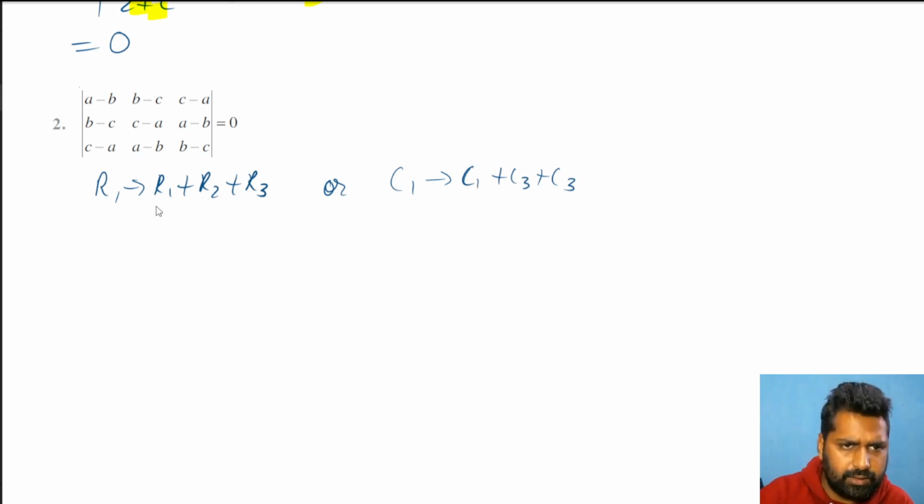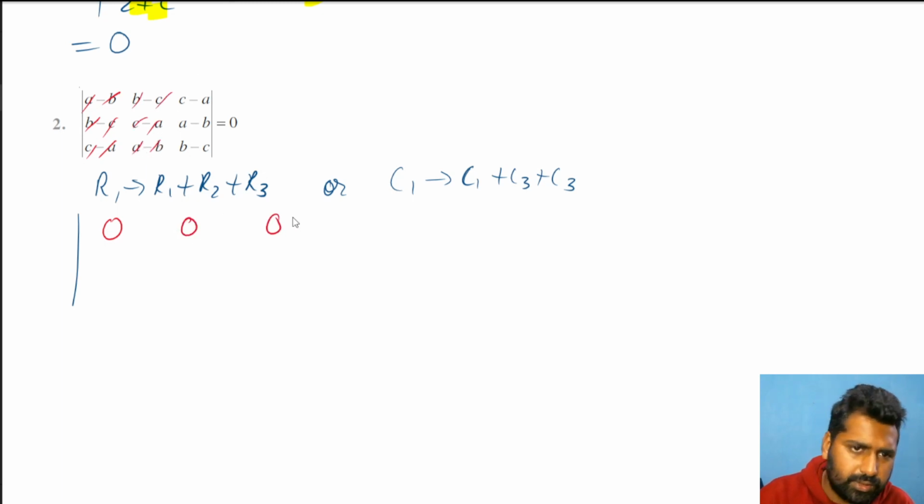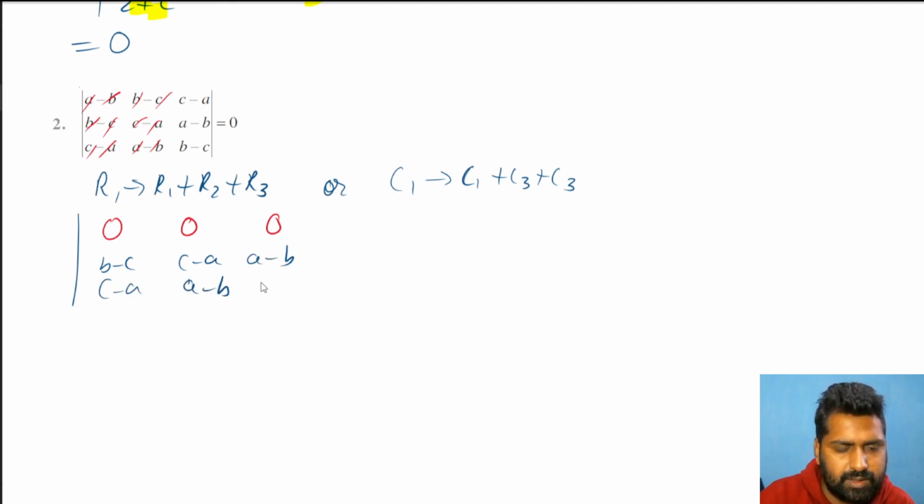Let's see if I add them row wise, what happens. If I add them row wise, A minus B, B minus C, C minus A and A will cancel, B and B will cancel, C and C will cancel. So first element becomes 0. If I add this row 1, row 2, row 3, B and B cancel, A cancel, C cancel, again 0 and another 0. The whole row is 0.